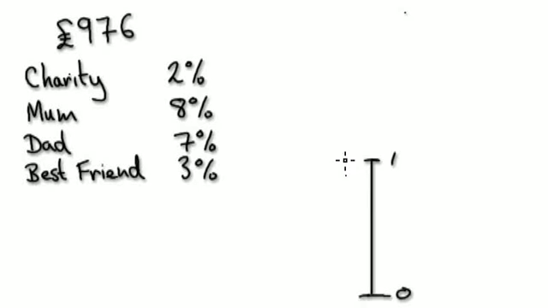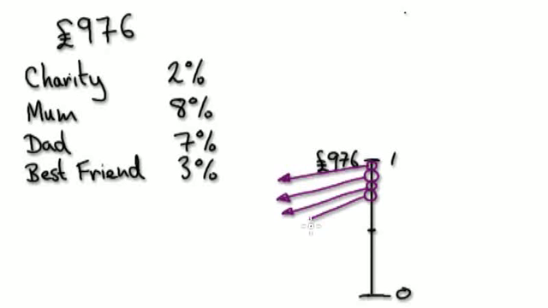1 represents a whole amount. Your whole amount is £976. You're giving 2% away to charity, so there's a tiny bit there going to charity. 8% going to your mum, 7% going to your dad, and 3% going to your best friend. And the rest is left for you.